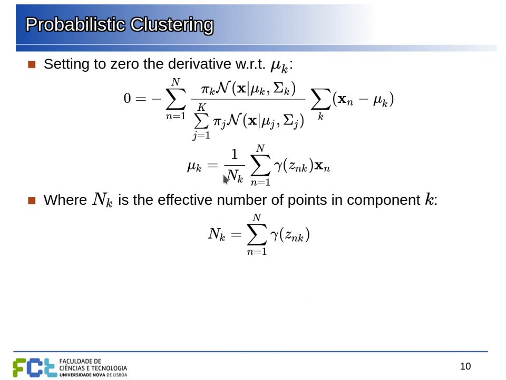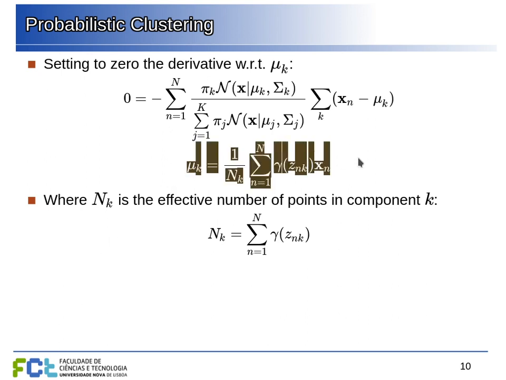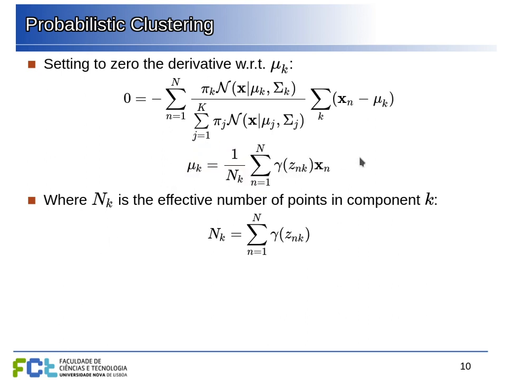And this is the effective number of points in component K, in this cluster, which is the sum of these fractional probabilities of the points having come from that cluster. So this allows us to compute the best point where to center each Gaussian distribution K, given the coordinates of the points that we can observe, and given the probabilities of each of those points having come from each of these Gaussian curves.